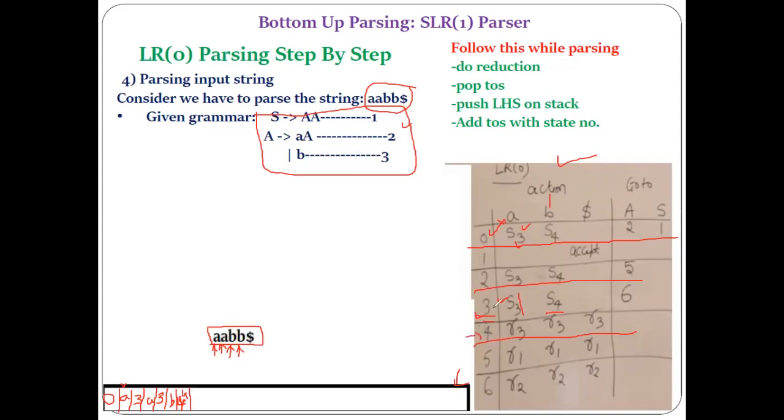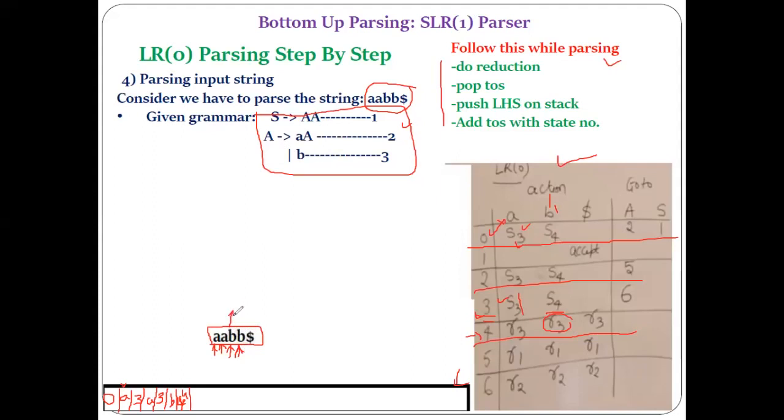4 on B is a reduce movement, so we have to perform a reduce operation. Whenever there is a reduction operation, you have to follow certain steps; here you can see 4 steps you have to follow. Do reduction means, now your current pointer is at this point, but you don't have to perform the reduction of this B, you have to perform the reduction of this B.